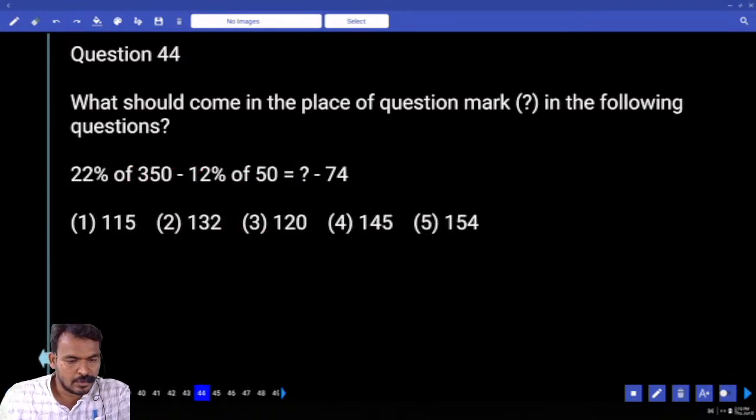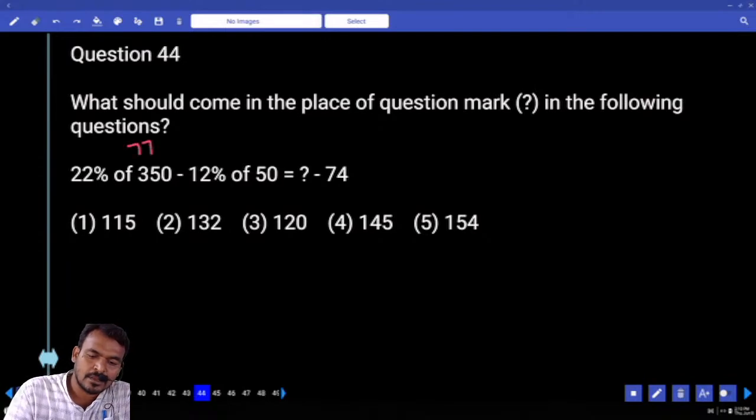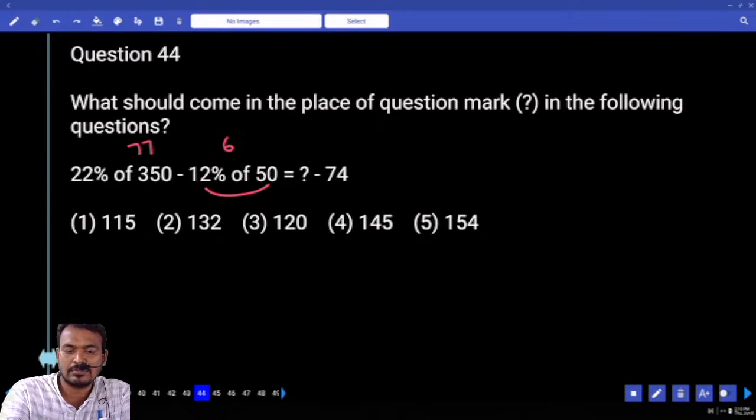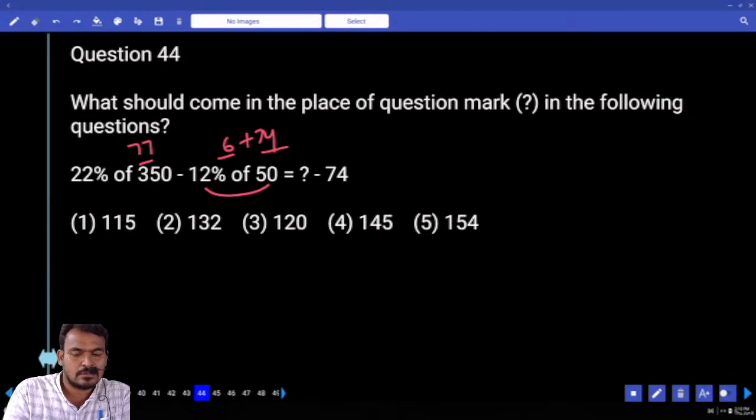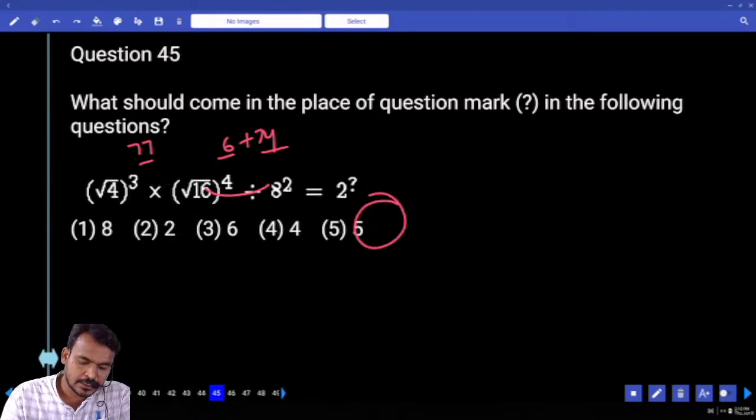44. 22% of 350. 20% is 70, 2% is 7, that is 77. 12% of 50 is 6. Right hand side negative 74 will become left hand side positive 74. Okay, 77 minus 6 is 71, plus 74. 71 plus 74 is 145.